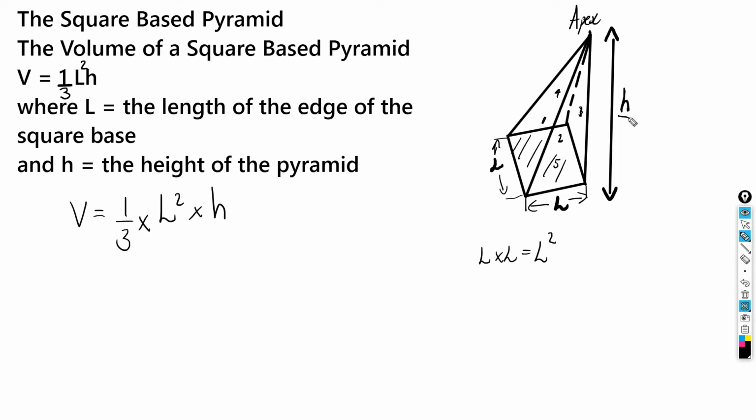Then the H here would be the height of the square base pyramid from the bottom of the pyramid to the apex, right? We also call the top of a pyramid the apex, okay guys? And that's how we end up with the formula for the volume here. 1 over 3 times L squared times H.